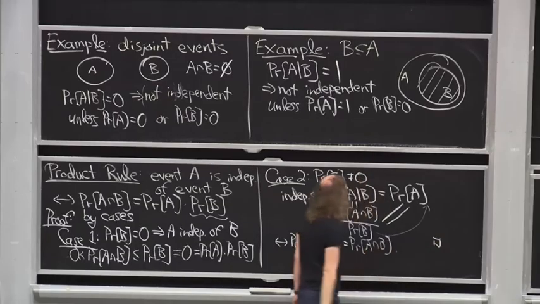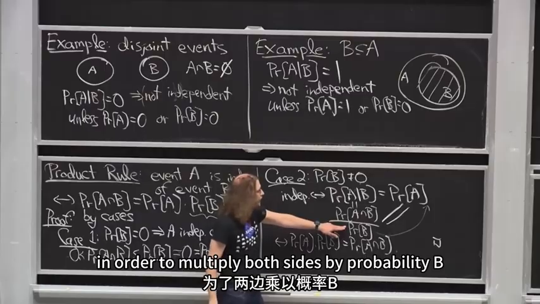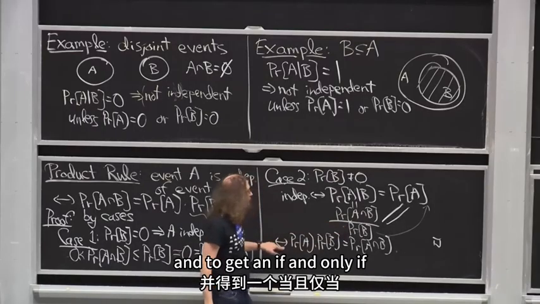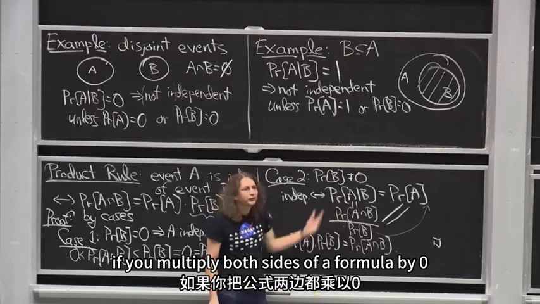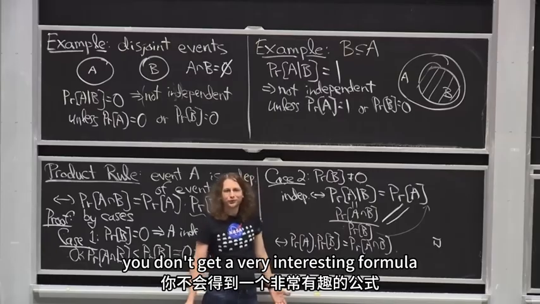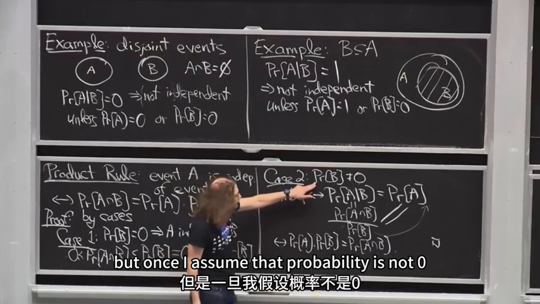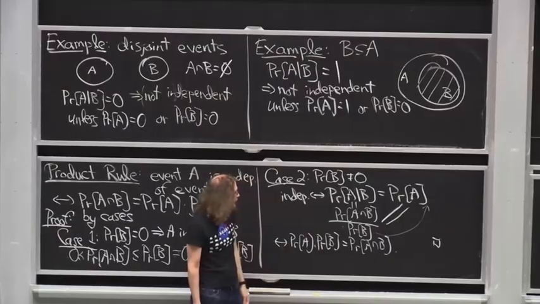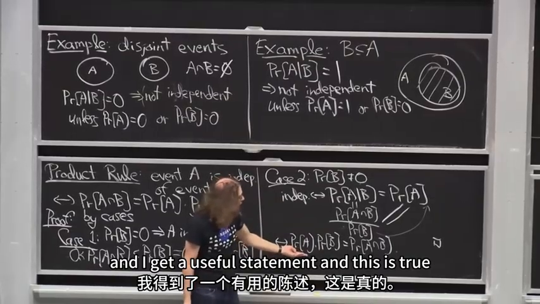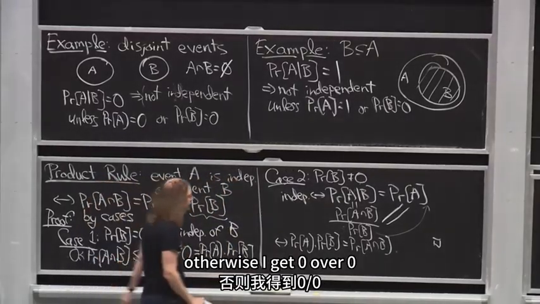So I'm done. Crucially here, though, in order to multiply both sides by probability of B and to get an if and only if, it's crucial that this is not 0. If you multiply both sides of a formula by 0, you don't get a very interesting formula, and you don't get an if and only if. But once I assume that probability of B is not 0, then I can actually do the multiplication, and I get a useful statement, and this is true. So I get the cancellation that I wanted. Otherwise, I get 0 over 0.